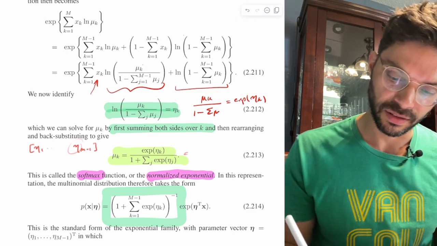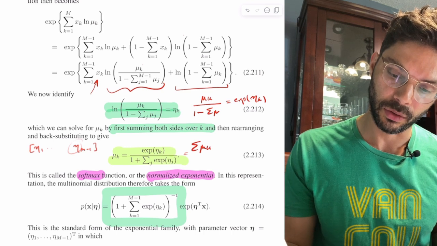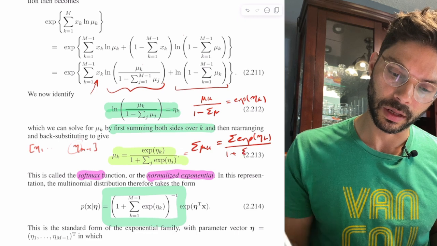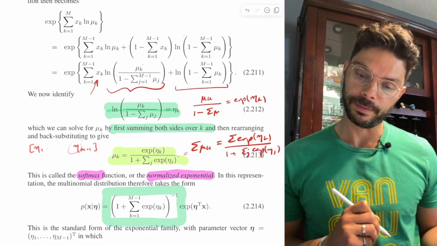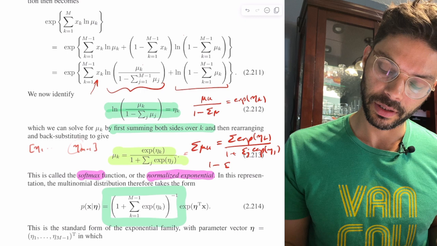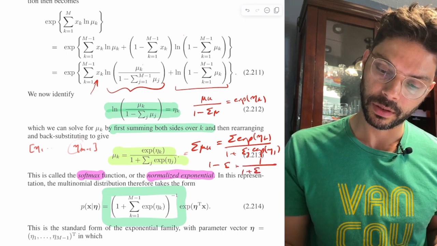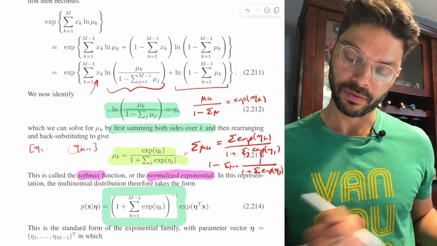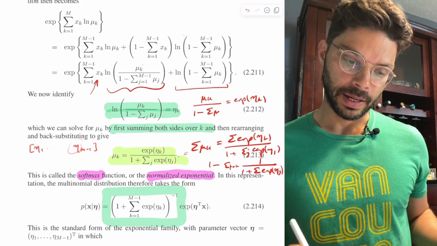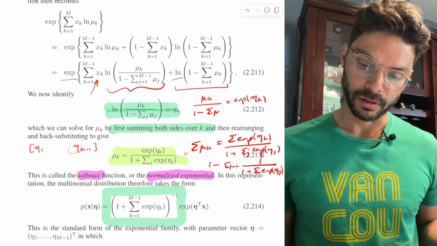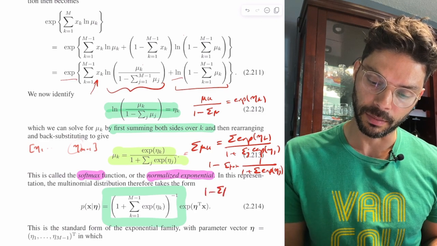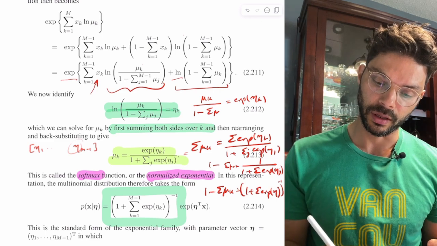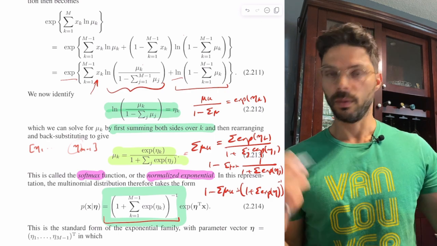So if we take the sum on mu of k, then this is going to be equal to the sum on exp eta k over 1 plus the sum on j of exp eta j. And then 1 minus that sum is just going to equal 1 over 1 plus the sum of exp eta j. And then you've got the exponential multiplying the ln, so it just eliminates it. So 1 minus the sum on mu of k is just going to equal 1 plus the sum on exp eta to the minus 1, which is where this comes from. You should be able to go and verify that.